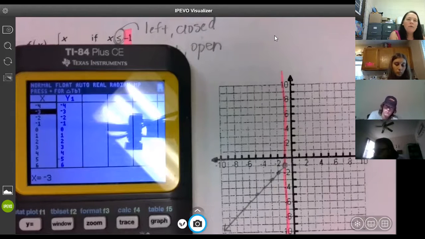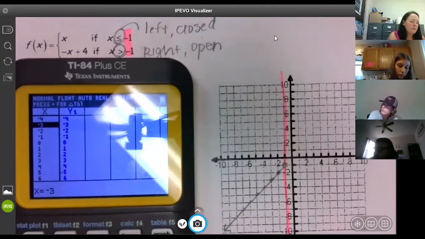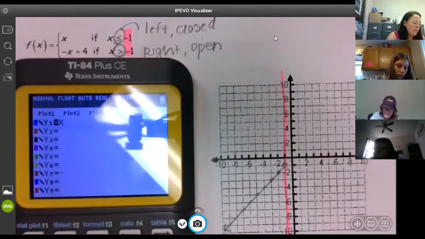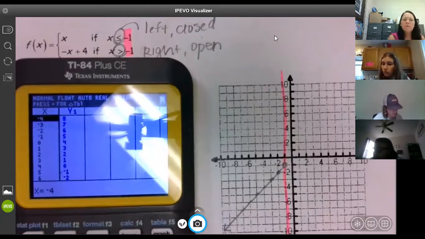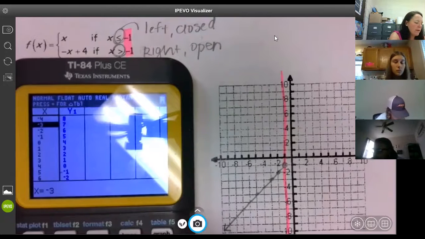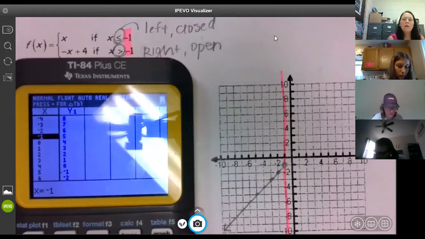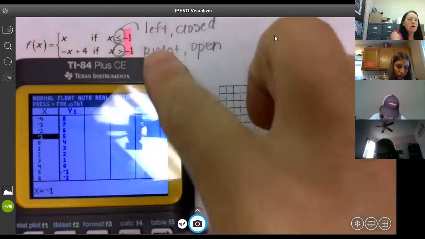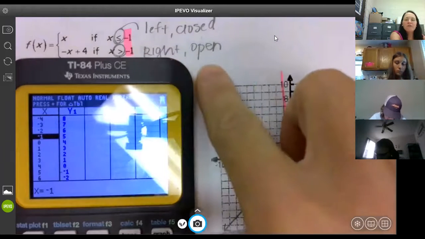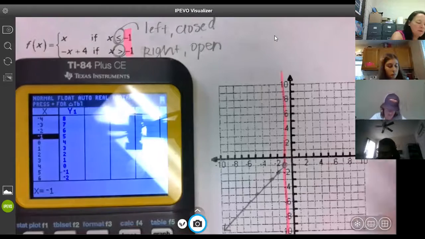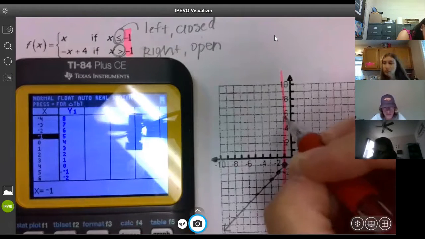All right, and then we'll move to the right side. Put in your function, -x plus 4. Check out your table. The one that's important is the -1. My coordinate for that is -1, 5, and you said we're going to graph on the right, and the point should be open. -1, 5.